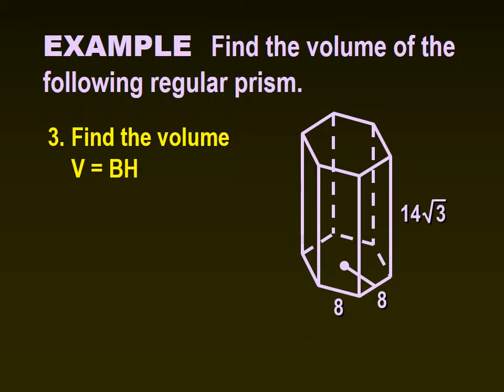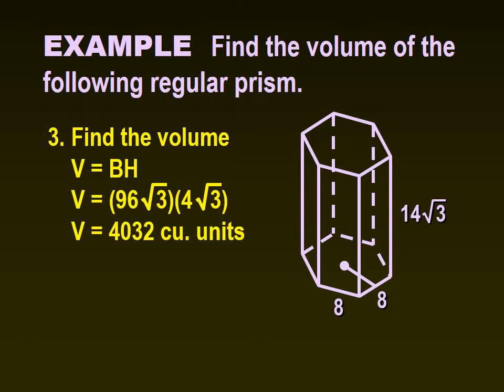So volume V is equal to base times height. Our base was approximately 166.3, or 96 square roots of 3, and our height is 14 square roots of 3, okay? So you multiply those together and you end up with 4,032 cubic units, right? Because volume is cubic, just like area was squared.